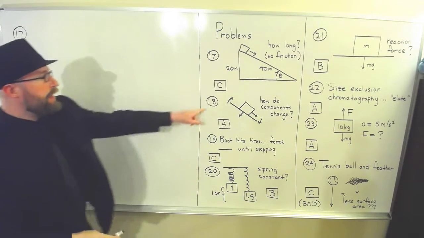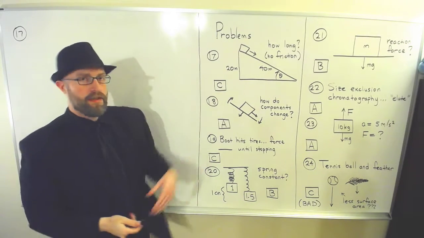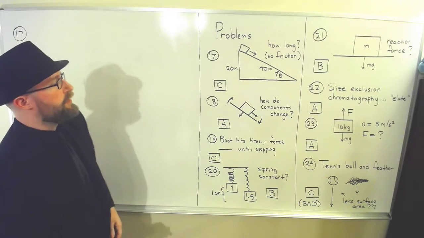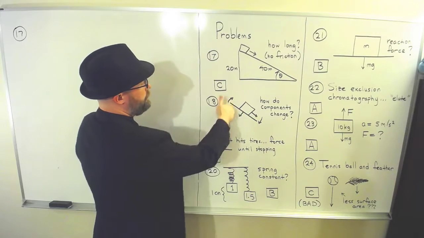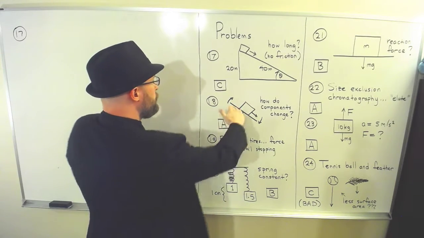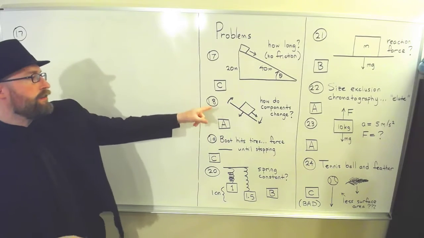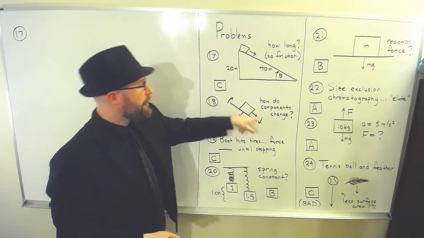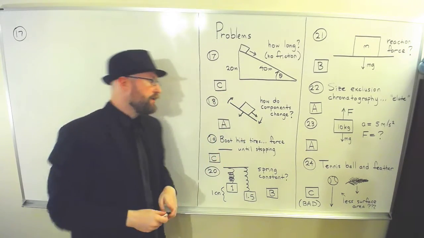So number 18 is a conceptual problem, which means that you're not putting in specific numbers, you're just answering a qualitative question about what's happening. And so what it says is you have a mass on an incline here, and the incline is tipping further over. And it asks you, how do the components of the gravitational force, the one parallel to the plane and the one perpendicular to the plane, how do these components change?